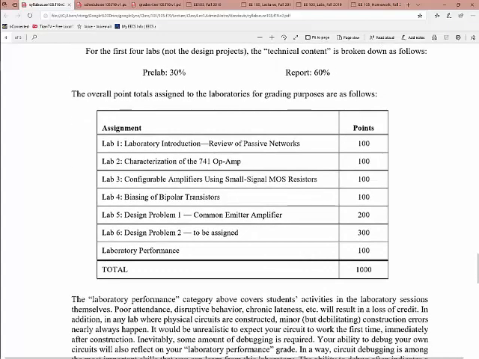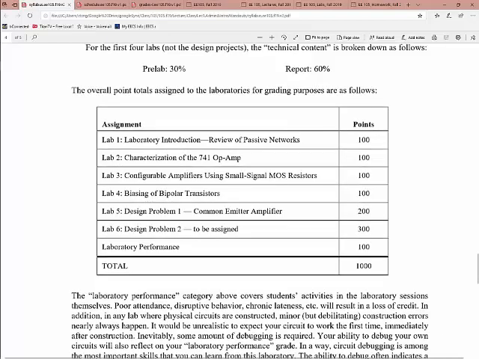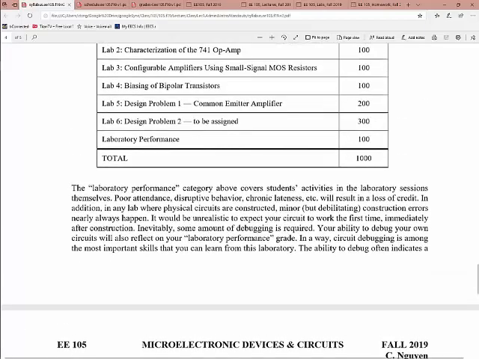Now, in terms of overall points for all the labs, you can see the first 4 labs are all worth 100 points each. But when we get to lab 5 and 6, which are really projects or design problems, these are worth more. Lab 5 is going to be worth 200, lab 6 is going to be worth 300. So you can see that those 2 together outweigh all the other labs by themselves. That's because we're putting emphasis on the projects there. The total is going to be 1,000 out of all of these. Okay, so those are the points you'll get for your labs.